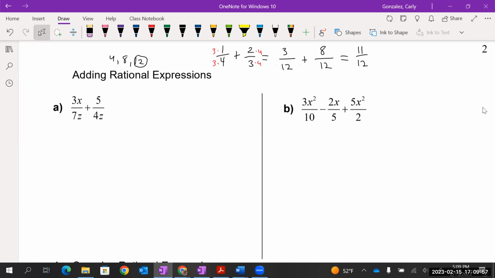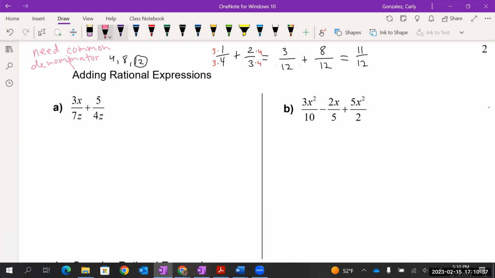So let's go ahead now on part A: 3x over 7z plus 5 over 4z. So we need a common denominator. That's kind of a big key. We need a common denominator. So let's see what we get.